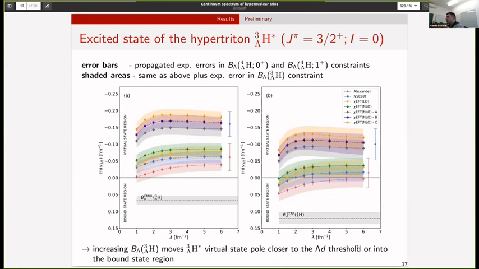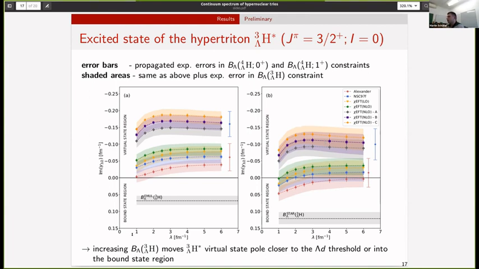Then we can also make the same analysis for the excited state of the hypertriton, which I found to be the most interesting among the studied states. So here, what I plot on the left is the calculation performed for the emulsion Λ separation energy of the hypertriton, and on the right is the calculation using the star Λ separation energy of the hypertriton.